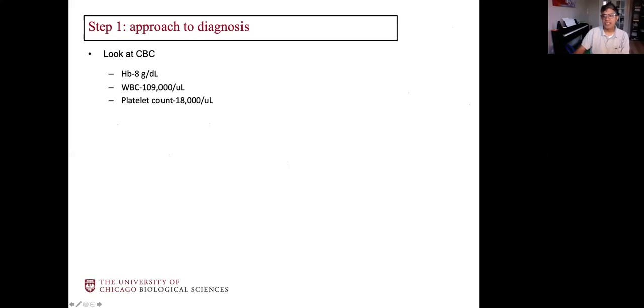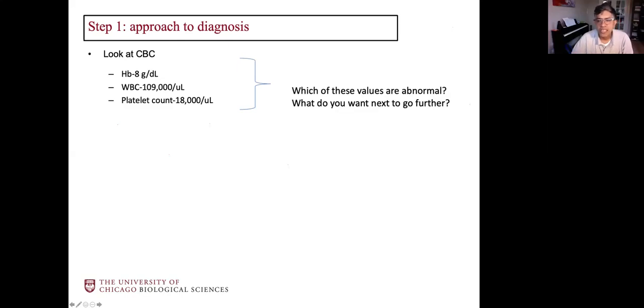Is it low platelets or high platelets? So low platelets. Yeah, be quick, otherwise we won't finish this class. Okay, so these are abnormal. All of them are actually abnormal. Yeah, super high white count and low hemoglobin and platelets.